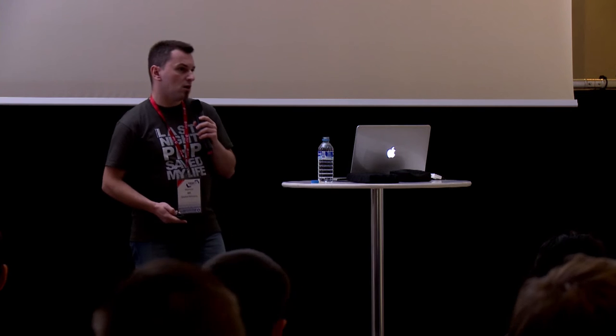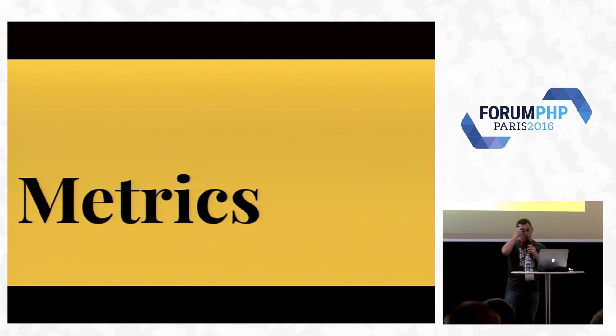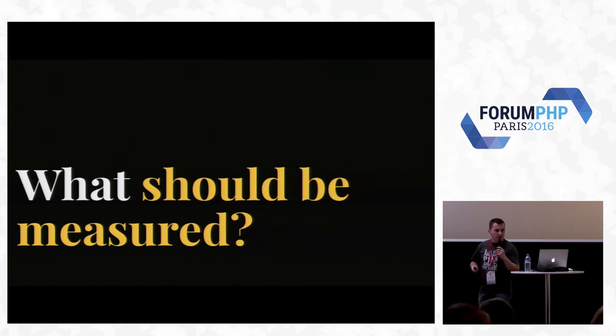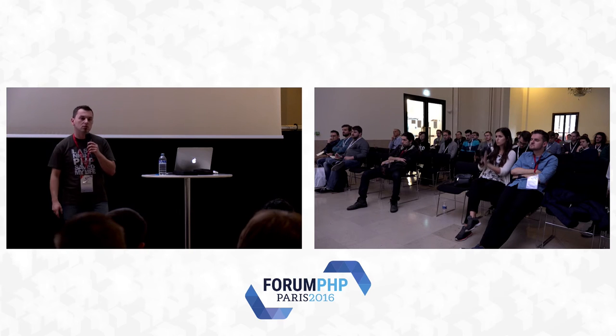And we realized that all we need to do is we are using metrics, right? This is a metric. So the question is, what is the metric itself? The metric itself, it's a value that changes over time. So this is a very generic definition, right? So what do you think? What should be measured in your application? Give me an example. What should be measured, or in general?